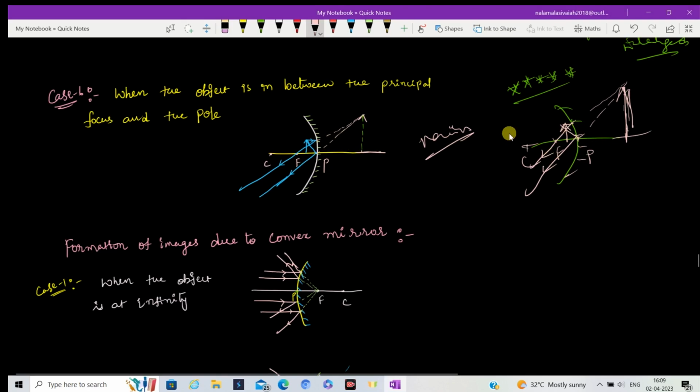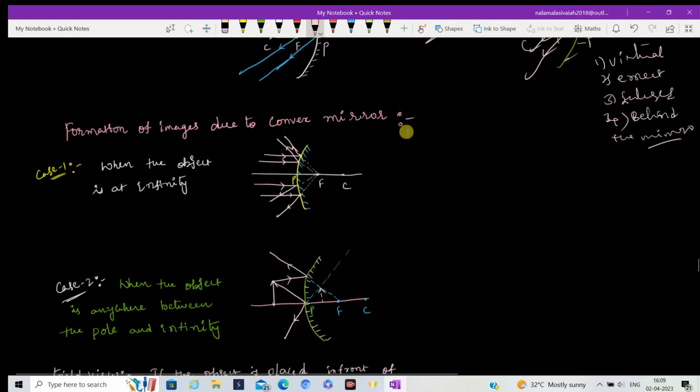In this case only, we get a virtual and erect image, and the third point is enlarged. A virtual, erect and enlarged image is formed behind the mirror. So that is our sixth case.